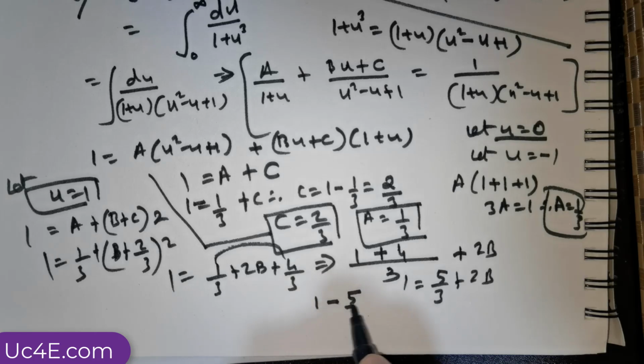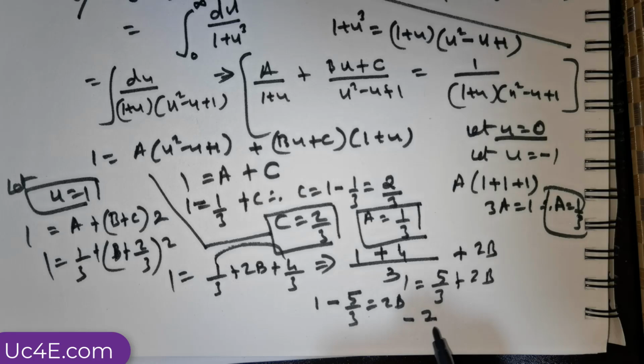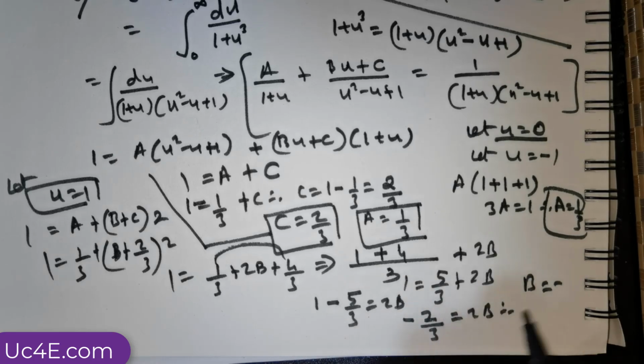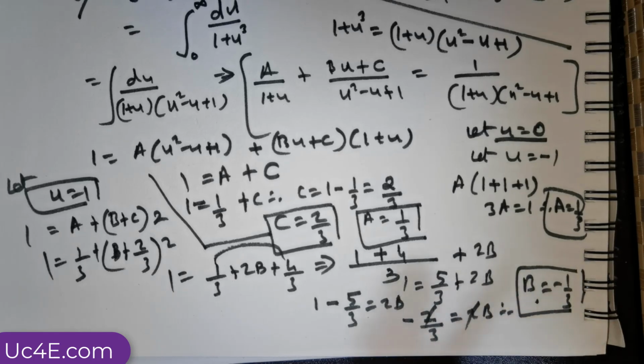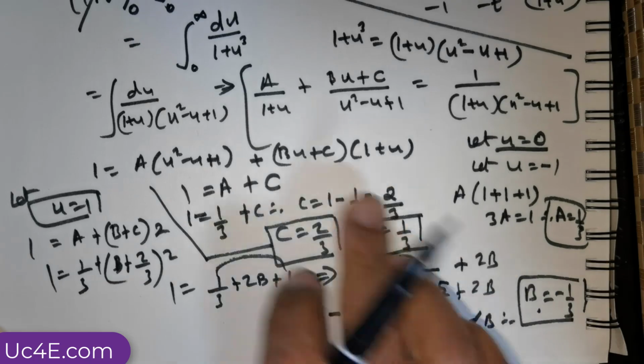I get 1 minus 5 over 3 equal to 2b. So this is 3 minus 5 over 3, which is negative 2 over 3 equal to 2b. Therefore b is equal to, the 2 gets cancelled, negative 1 over 3. So I got the value for b, the value for a, and the value for c. I need to substitute them.